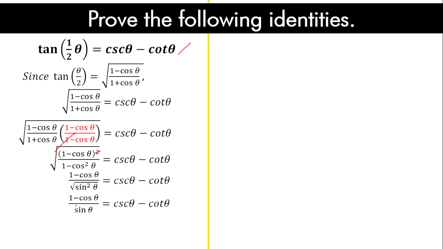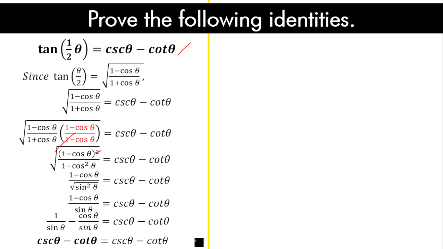And then let's split this. 1 over sine theta is cosecant theta, and cosine over sine is cotangent theta. So therefore, we have here cosecant theta minus cotangent theta, which is the same as the right-hand side. So therefore, we prove the identity.